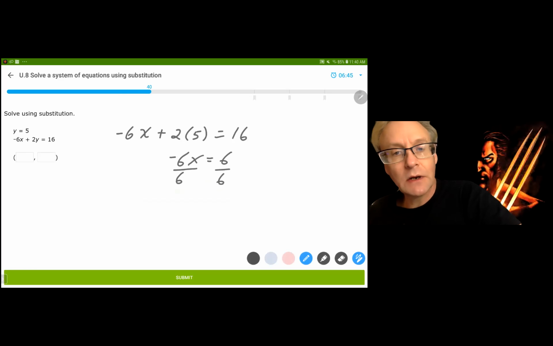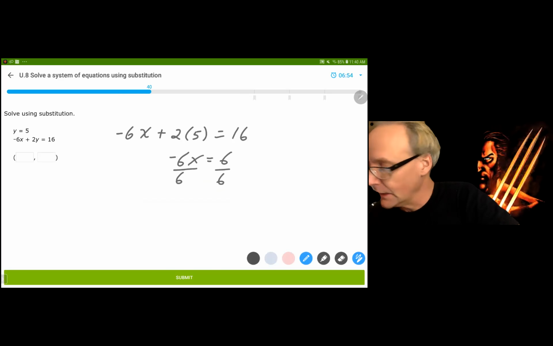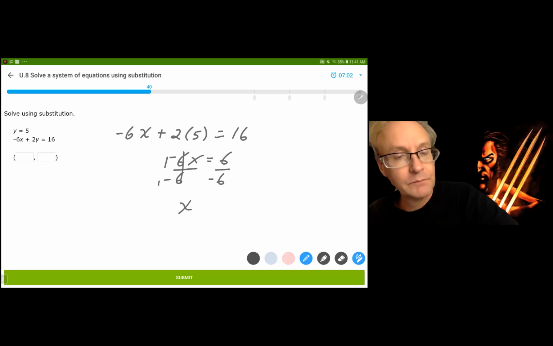And that's a very common error. And here's why you don't want to do that. If I take a negative 6 and divide it by 6, I get negative 1x. That isn't what I want. I want to get x by itself, or 1x. So I have to divide by negative 6 on both sides so that I get positive 1 here. Anyway, I get negative 1 for x.